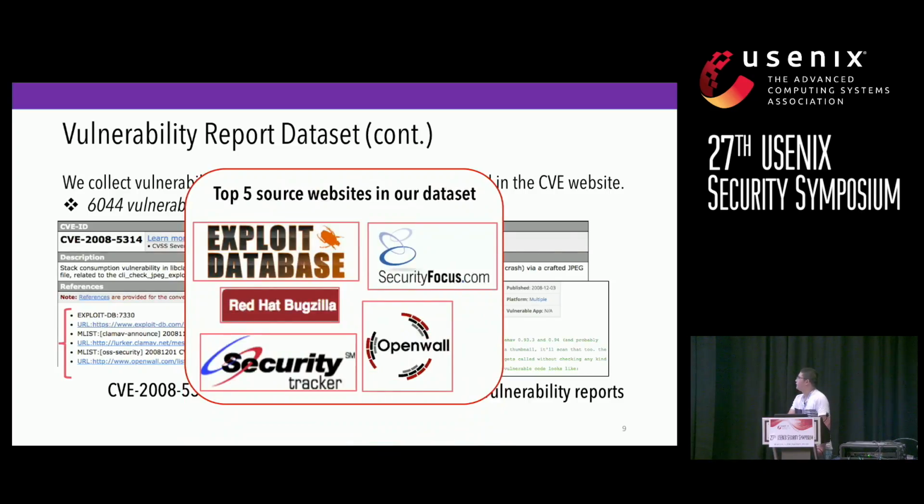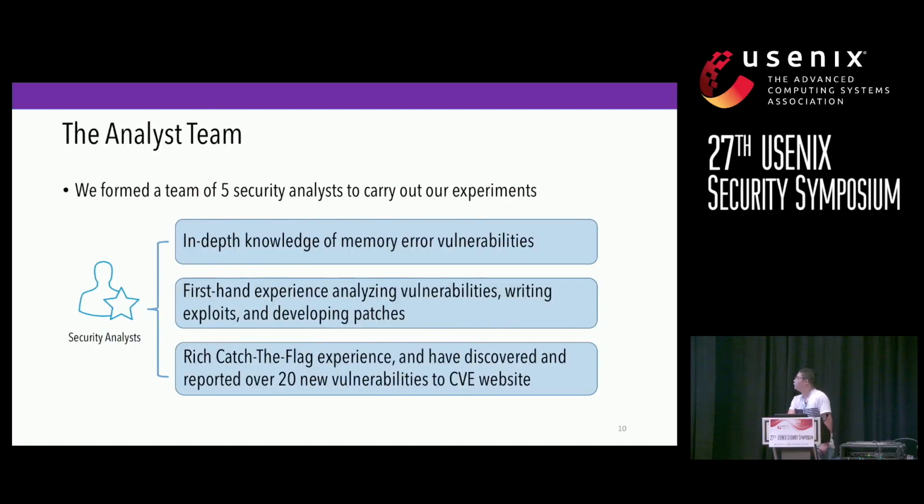And according to our data statistics, the top five websites in our dataset are Exploit Database, Security Focus, Red Hat Bugzilla, Security Tracker, and OpenWall. To carry out the experiments, we formed a team of five security analysts. Each security analyst not only has in-depth knowledge of memory error vulnerabilities, but also first-hand experience analyzing vulnerabilities, writing exploits, and developing patches. Moreover, those security analysts have discovered and reported more than 20 new vulnerabilities to CVE websites.